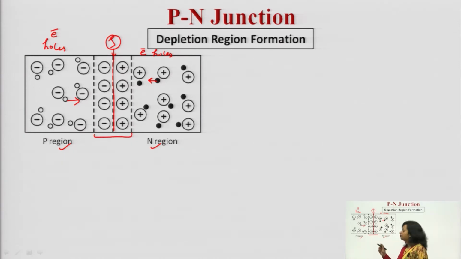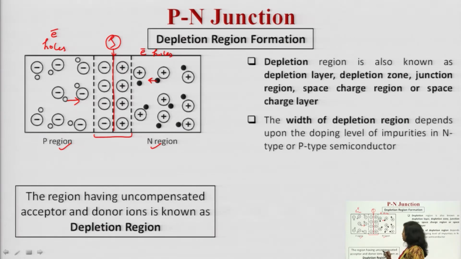So, what will happen? This accumulation of the immobile ions across the junction will further stop the diffusion of electrons and holes across the junction. This is actually the depletion region, this region which contains the negative and positive ions. So, this is how you can explain the depletion region formation. The region having uncompensated acceptor and donor ions, this particular region, is the depletion region.